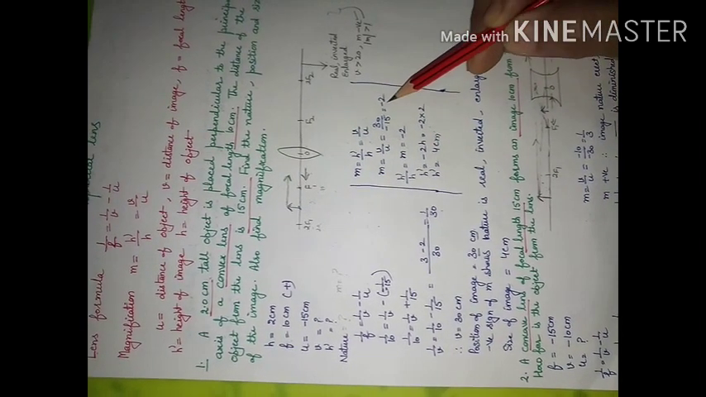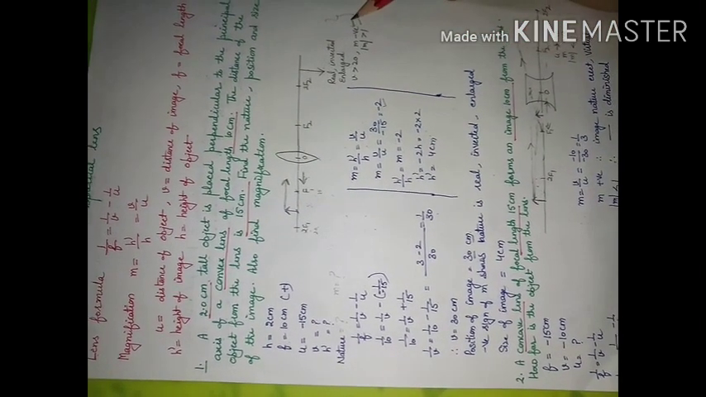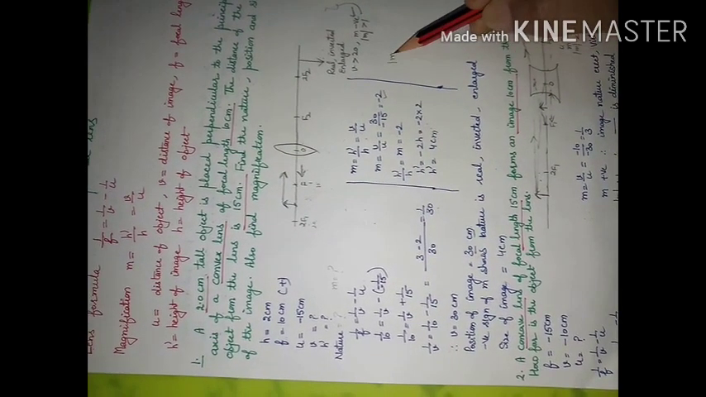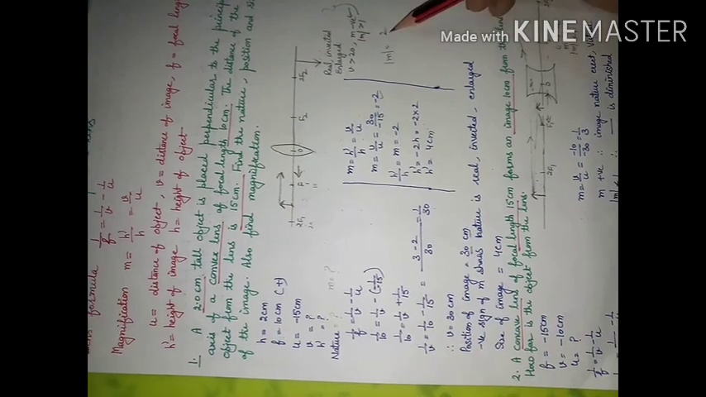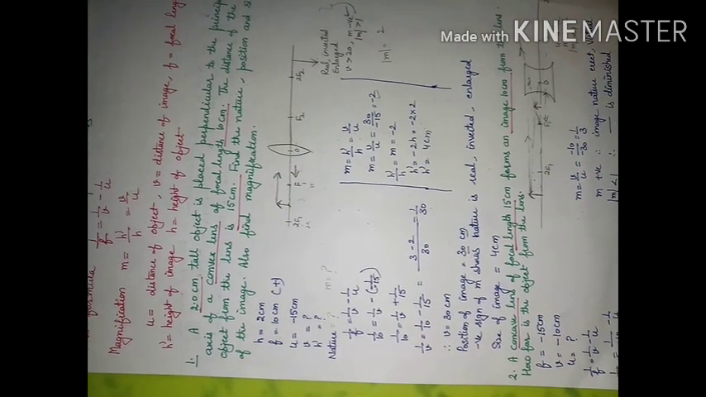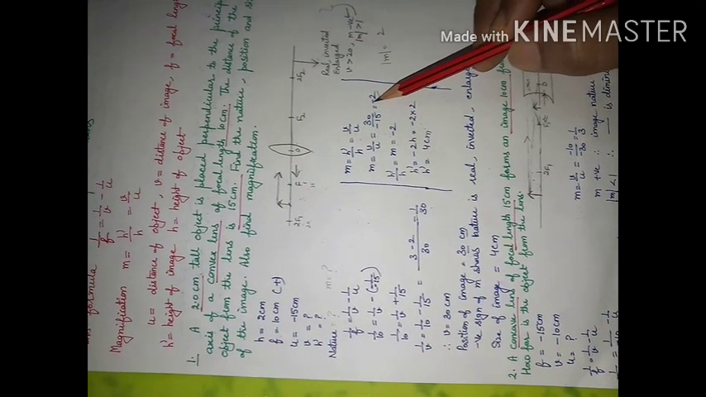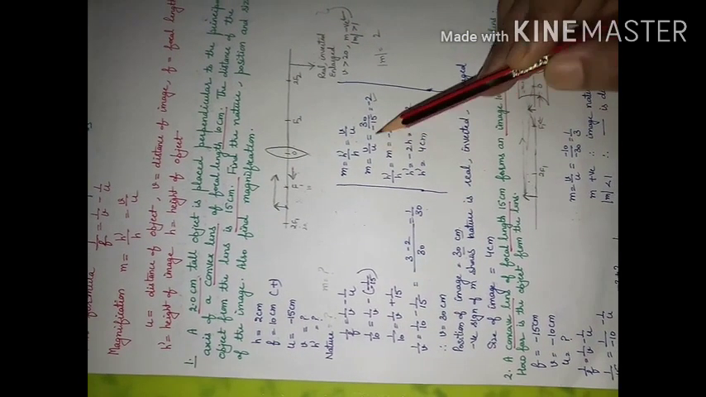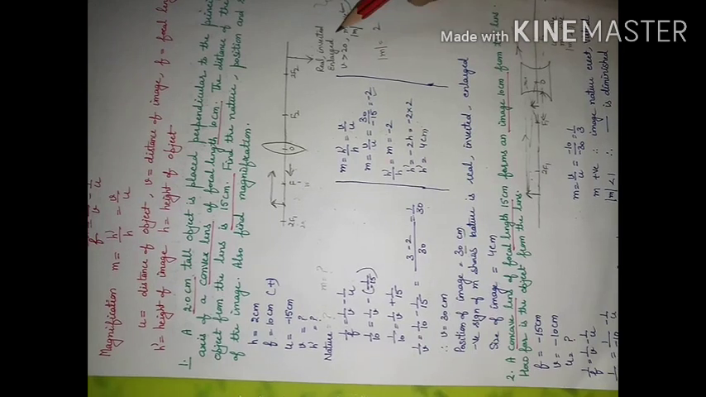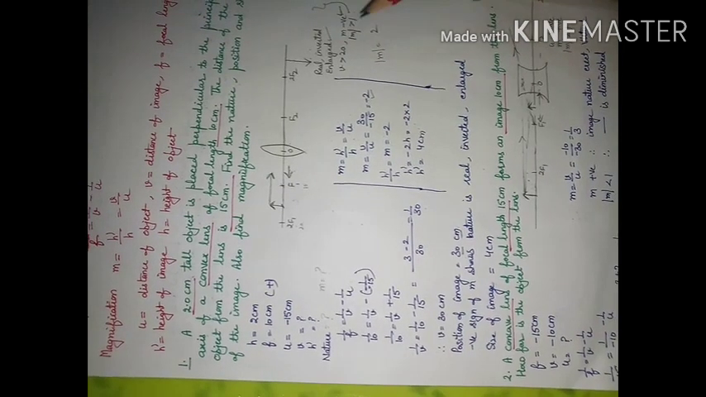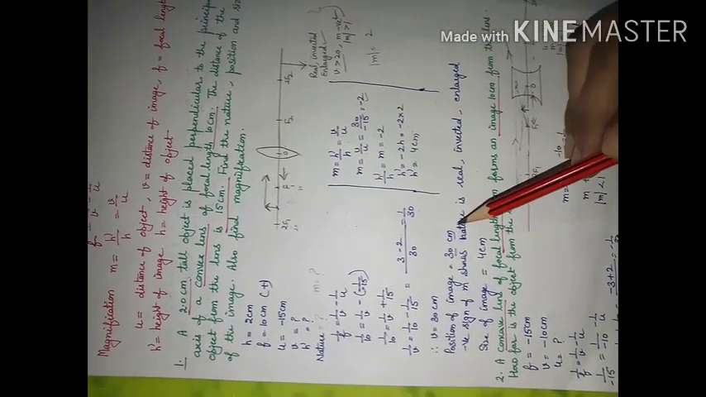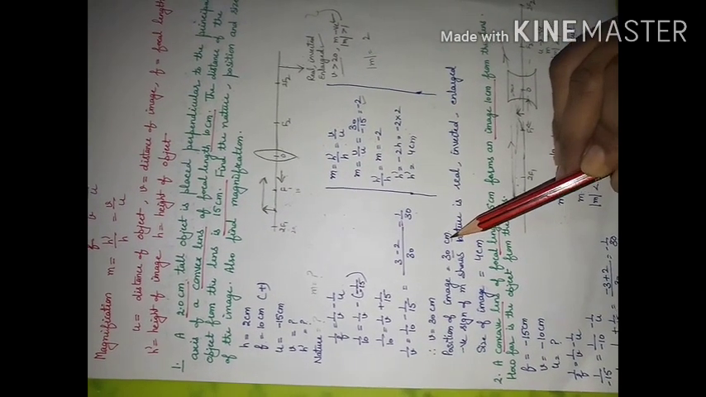See here, magnification is coming with a negative sign as expected, and magnitude of magnification is 2, and this is greater than 1. The negative sign will show that image is going to be real and inverted. Magnification is greater than 1, it means this is enlarged, and also this v is coming out to be greater than 20 centimeter, that is 30 centimeter.